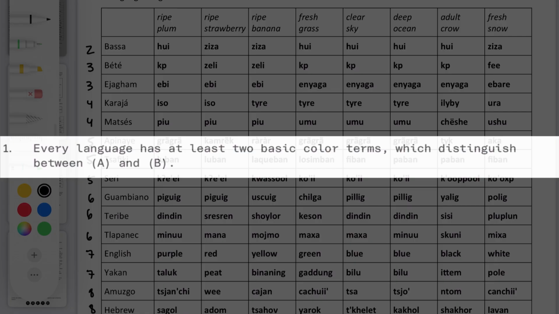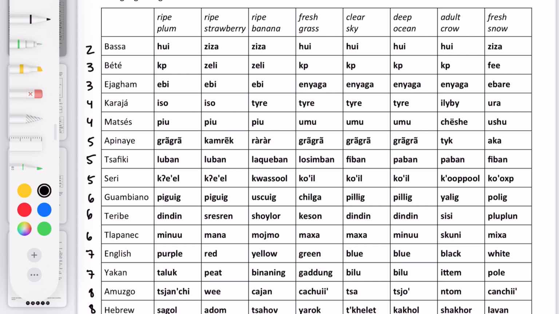Okay, so the first rule might be the simplest to work with because it's going over just the first 2 basic color terms, which distinguish between A and B. So 2 of these objects are going to be A and B, and they're going to have to be different for every single language, if that makes sense. So in Basa, they would have to be Hui and Ziza because those are the only 2. But in every other language, they're going to have to be 2 different words because they're always distinguishing between A and B. And these are the 2 most basic color terms.